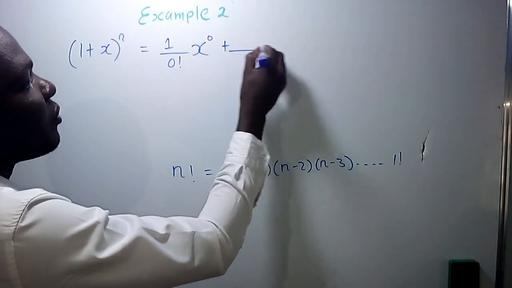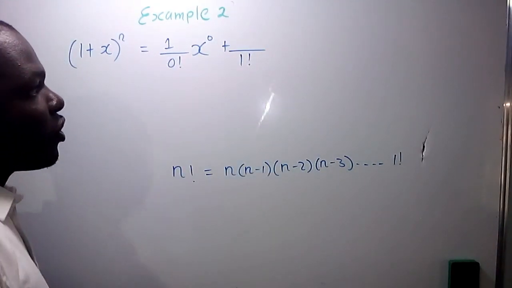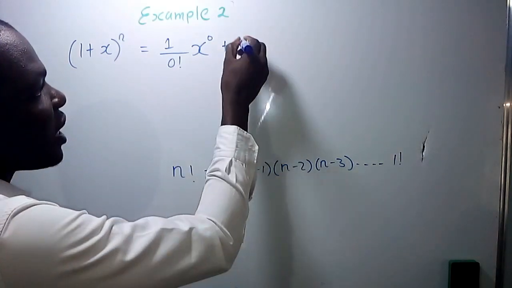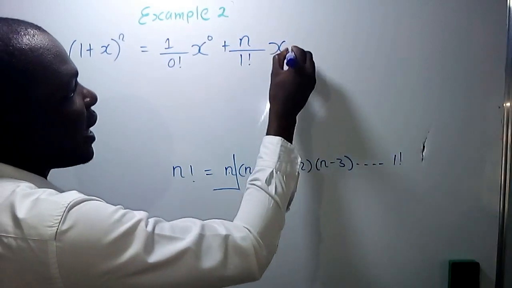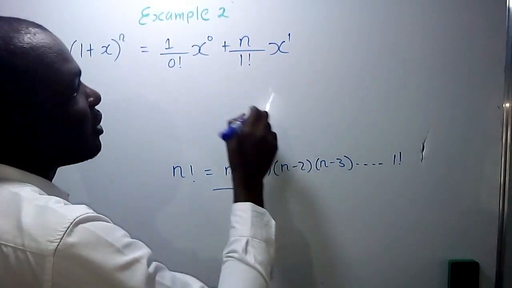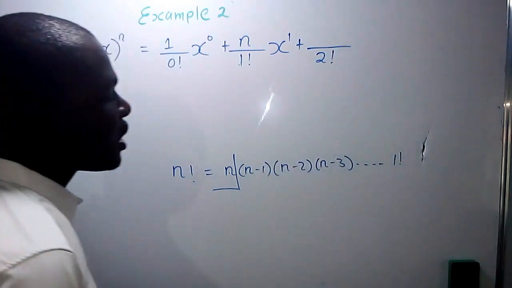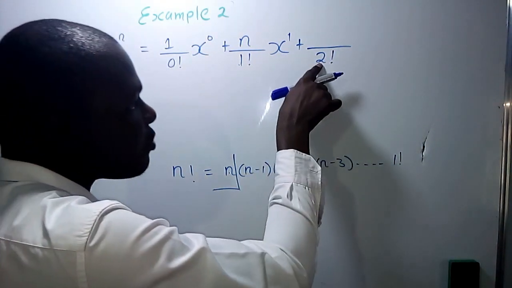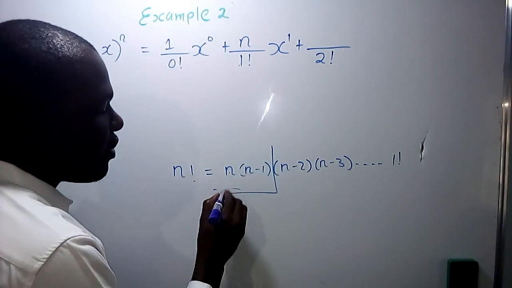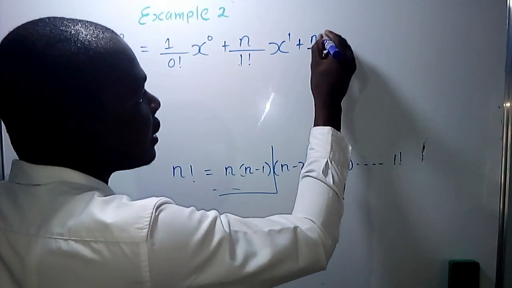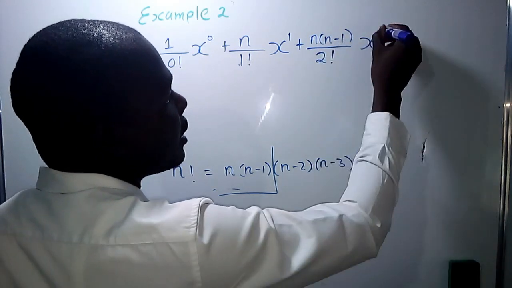Then plus, from 0 factorial you go to 1 factorial. If you have 1 factorial, it means there's one term in the numerator. So that one term is n. Then our x is raised to power 1. Then plus, after 1 factorial, we go to 2 factorial. If you have 2 factorial, it means there are 2 terms in the numerator, that is n and n minus 1. Then our x is raised to power 2.